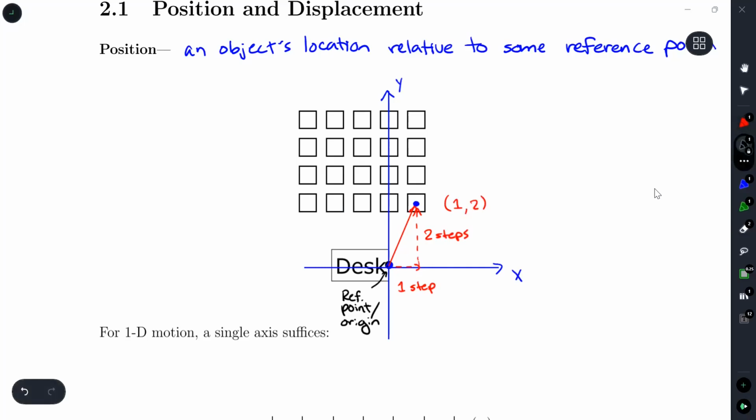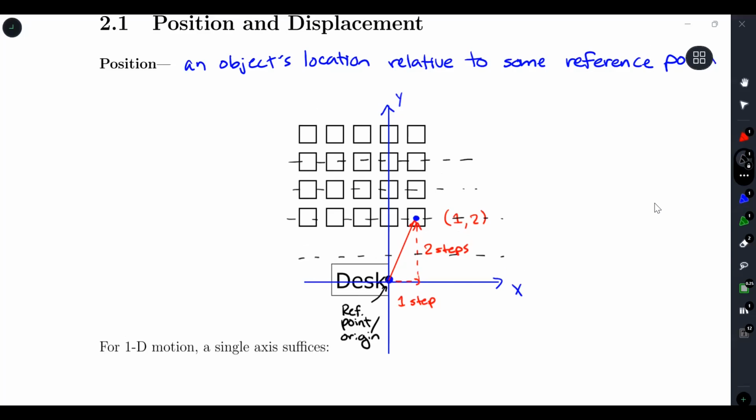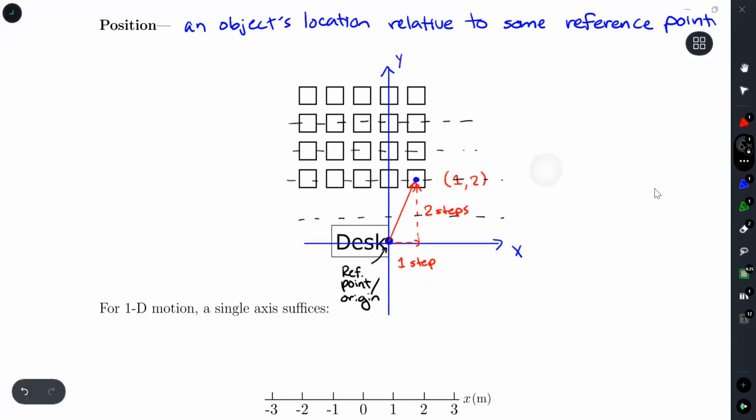And I would start adding my little axes, my tick marks for number of steps. I'm taking pretty big steps here if I'm just stepping from desk to desk, but that's the idea. Okay, and then you can locate any point in the classroom based on the number of horizontal and vertical steps it takes to get there.